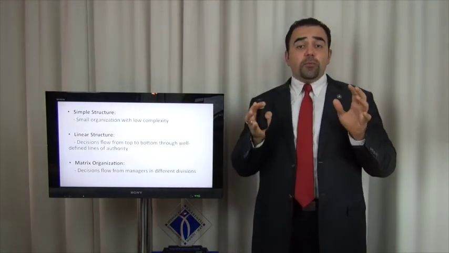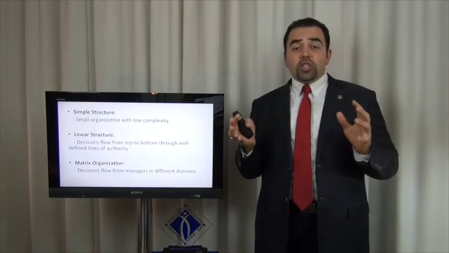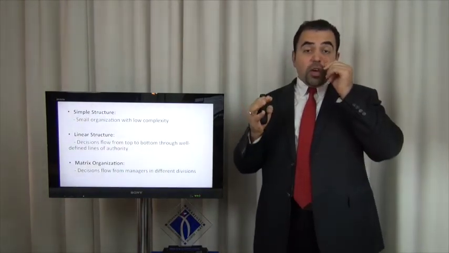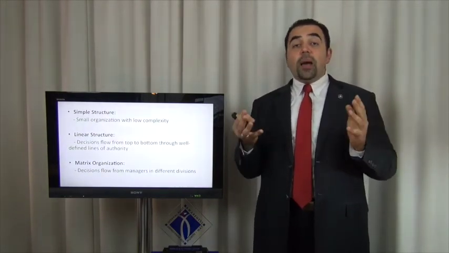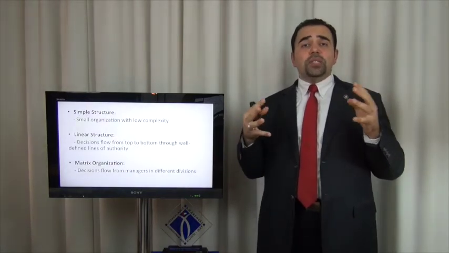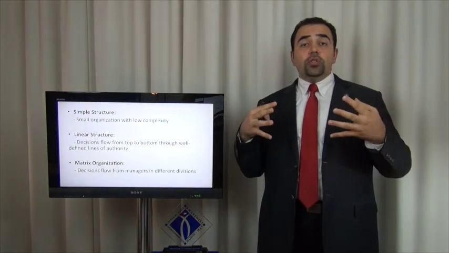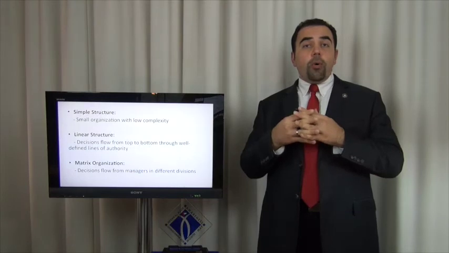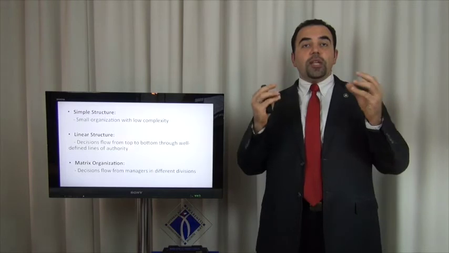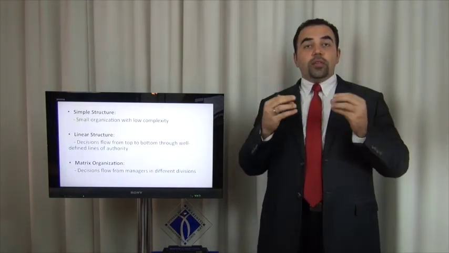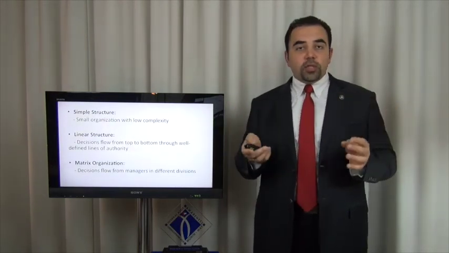Also, the structure can be simple for small business. It can be a small organization with low complexity, or it can be a linear structure where decisions flow from top to bottom through a well-defined line of authority, like what happens in the military. It can be a matrix organization, and this happens most likely in consulting, in training, like university organizations, where the structure is actually complex. So with matrix, what will happen? One manager is actually reporting to different managers inside the organization. And in that way, the reporting lines are mixed. So decisions flow from managers into different divisions.